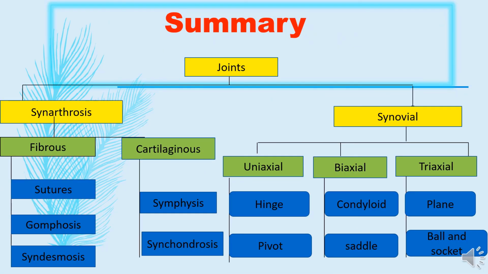To conclude, joints are classified into two groups, synarthrosis and diarthrosis. Synarthrosis is further classified into fibrous and cartilaginous. Fibrous includes sutures, gomphoses and syndesmosis. Cartilaginous includes symphysis and synchondrosis. Now, on the other hand, synovial joints are classified broadly into three categories, uniaxial, biaxial and triaxial. Uniaxial has hinge joint and pivot joint. Biaxial is further classified into condyloid and saddle, and triaxial is further classified into plain synovial joint and ball and socket joint.